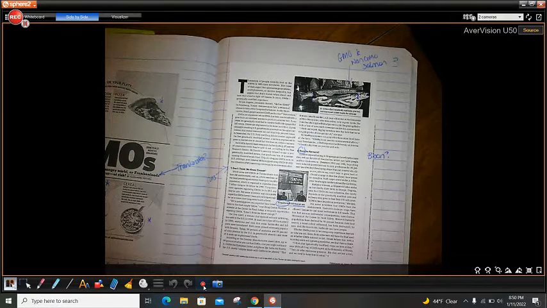GMOs are organisms whose DNA has been combined with a gene from an unrelated species to produce a desired trait. Some crops are genetically modified to survive herbicide sprays that kill weeds.